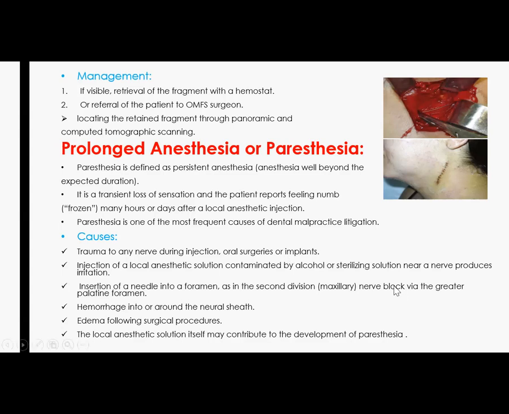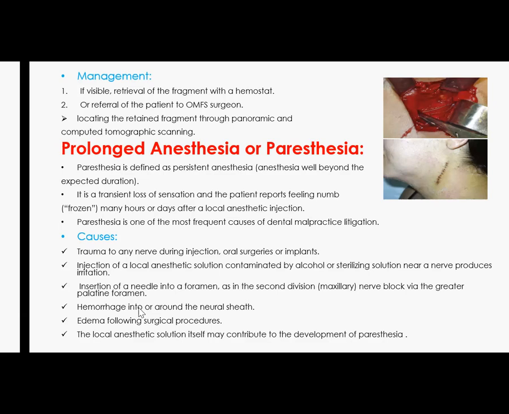Injection of local anesthetic solution contaminated by alcohol or any kind of sterilizing solution can also irritate the nerve trunk. And there is insertion of the needle into a foramen, especially for the inferior alveolar nerve block or the mental nerve block, where we are always injecting close to a foramen. For the inferior alveolar nerve block, it is the mandibular foramen on the medial aspect of the ramus. And for the mental nerve block, it is usually near the mental foramen. So we have to exercise extreme caution when we are injecting.